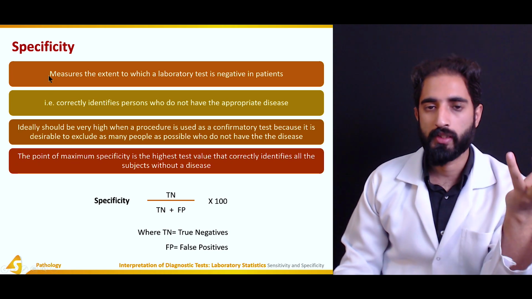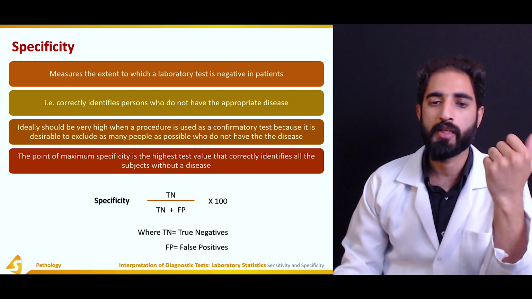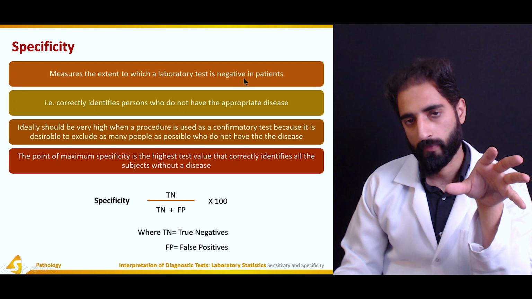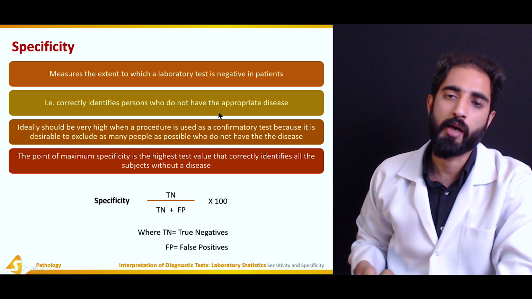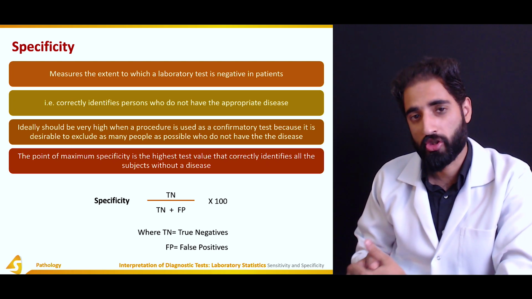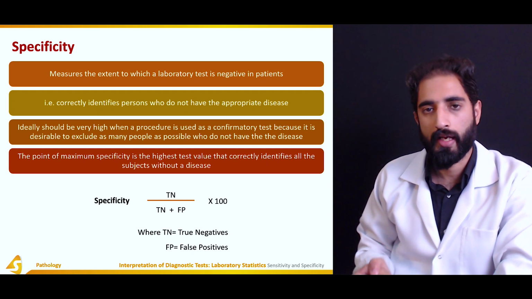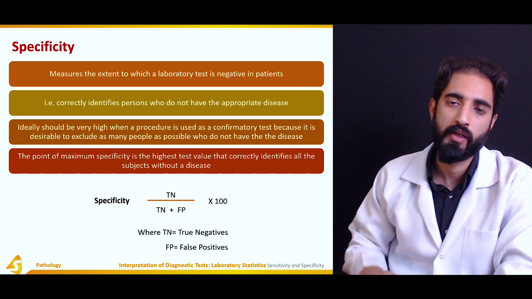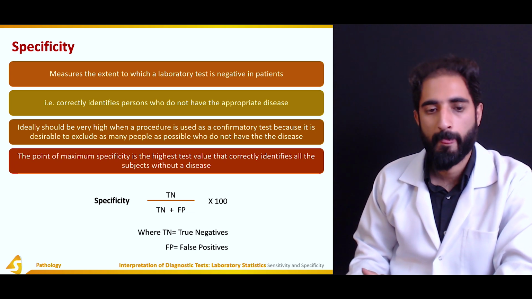Now specificity. Specificity is actually the opposite of sensitivity, and it measures the extent to which a laboratory test is negative in patients. That is, it correctly identifies persons who do not have the appropriate disease. So the higher the specificity, the greater the chance for the test result to be negative, excluding the individual or case from being positive for any disease.